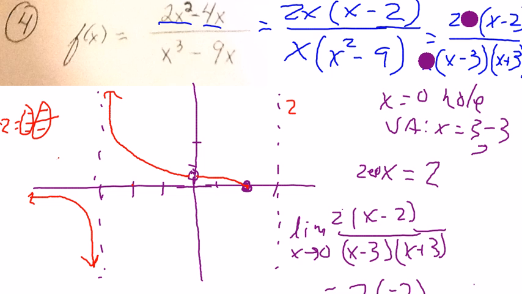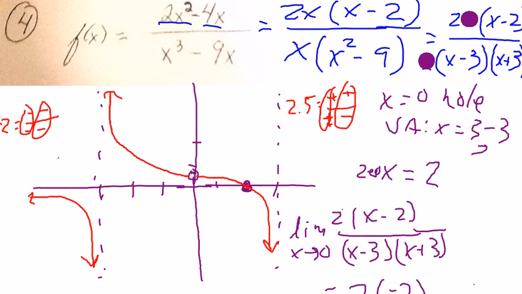So if I try 2.5, I get 2.5 times 2 is a positive number. 2.5 minus 2 is a positive number. 2.5 is a positive number. 2.5 squared minus 9 is a negative number. So I get positive over positive, positive over negative. My function's got to be negative, so I'm coming down like that.